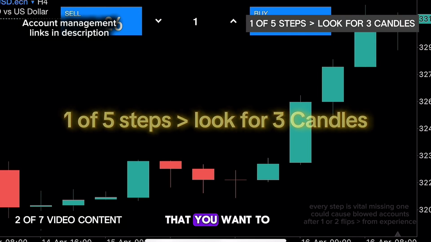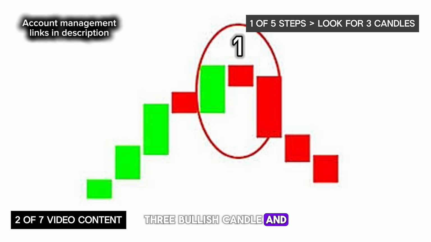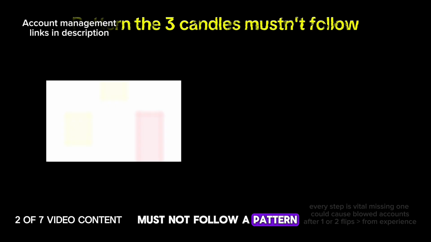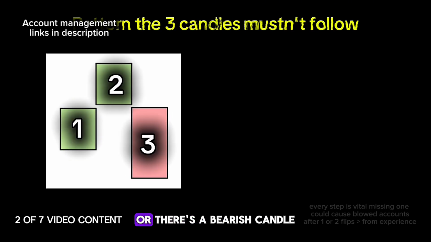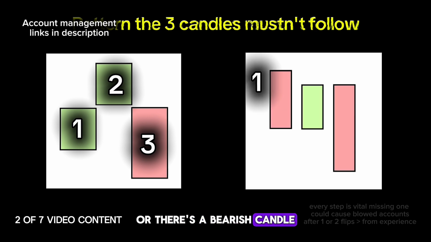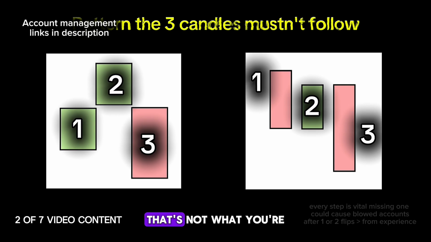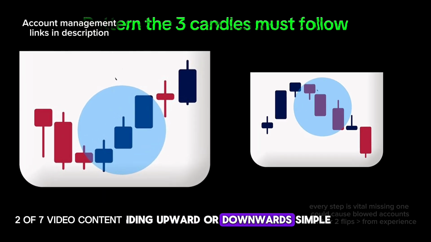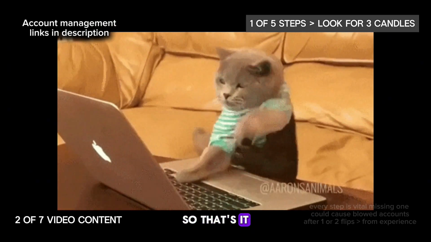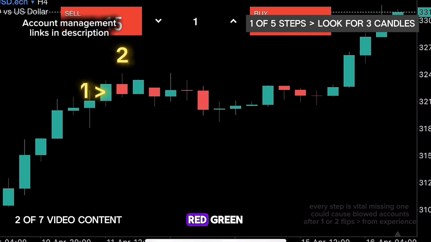The first step is that you want to look for 3 candles, 3 bullish candles and 3 bearish candles. And these 3 candles must not follow a pattern whereby there's 2 bullish candles and then a bearish candle, or a bearish candle then a bullish candle and then another bearish candle. That's not what you're looking for. It must either be trending upward or downward. Simple.